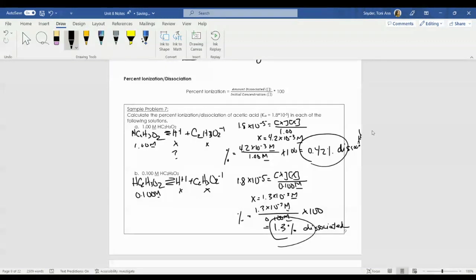And that's because no matter what, you're going to have the same number that's dissociated because your Ka value is the same for both of them. So the lower the concentration of the solution, the higher the percentage of those ions are dissociating. So the lower the concentration, this is important to know, the lower the concentration of solution means the higher the ionization or dissociation.